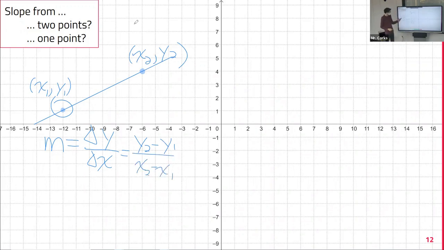So again, the delta x, the delta y just means change in x. Like what's the difference? What's the gap, the change in x between these two values? And same for y. So if I give you 2 points, you can tell me the slope. That's a pretty easy question. How about if I give you 1 point?